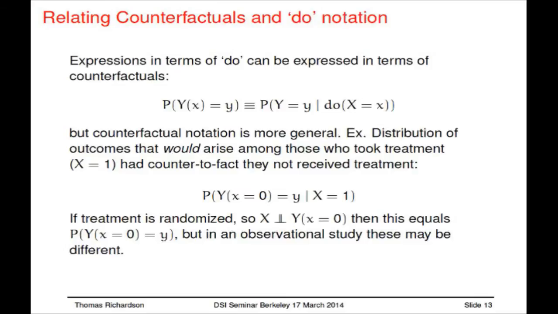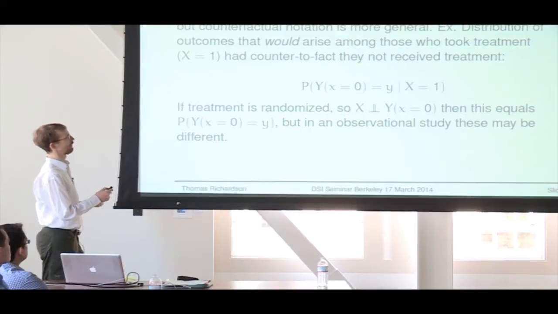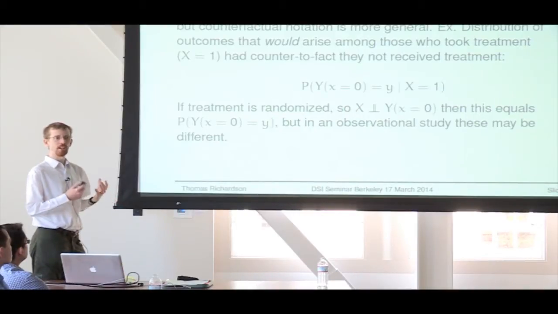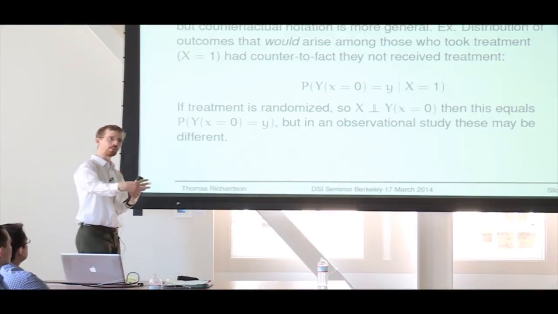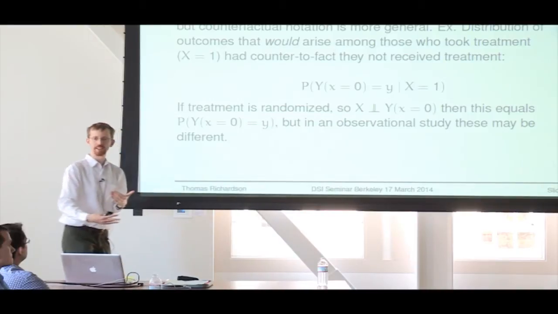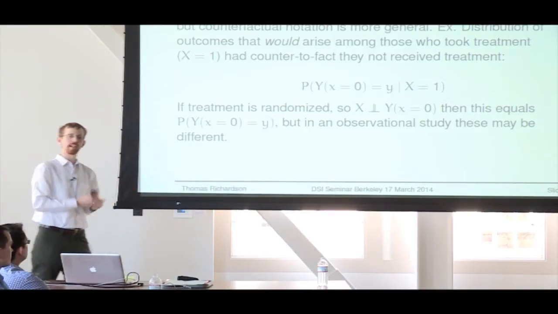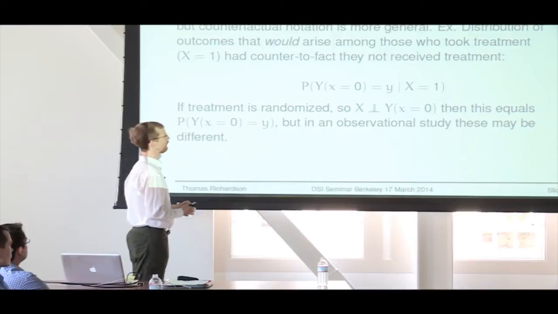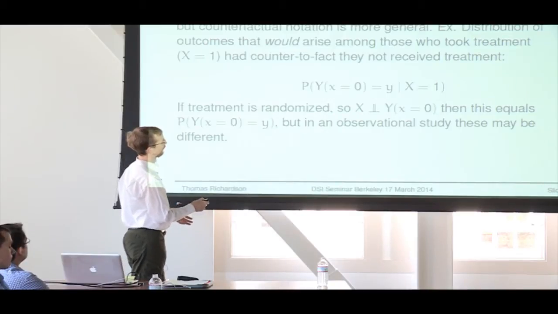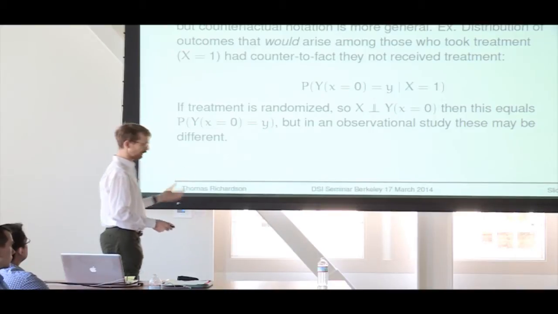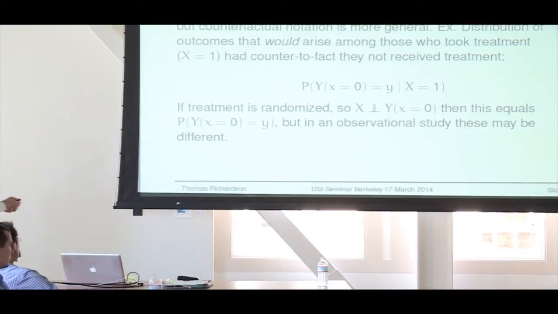Okay, so the summary point here is not that it's so crucial to understand this quantity. I just want to make the point that anything written in the do notation can be rewritten in the counterfactual notation, but the counterfactual notation is more general. There are certain quantities in the counterfactual notation that can't be directly transformed into the do notation because, for example, here, x is both taking the value 0 and we're conditioning on x being 1.